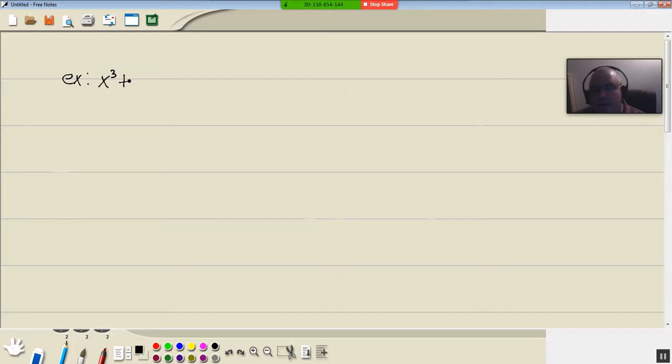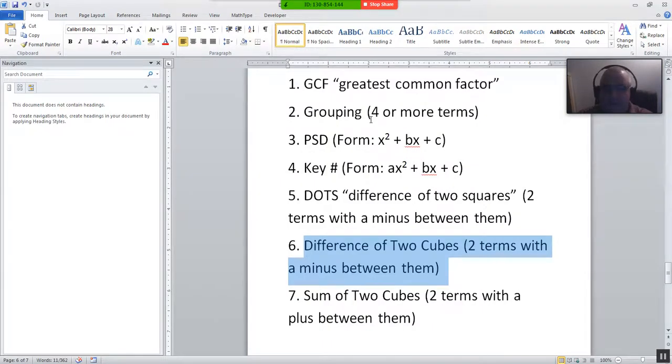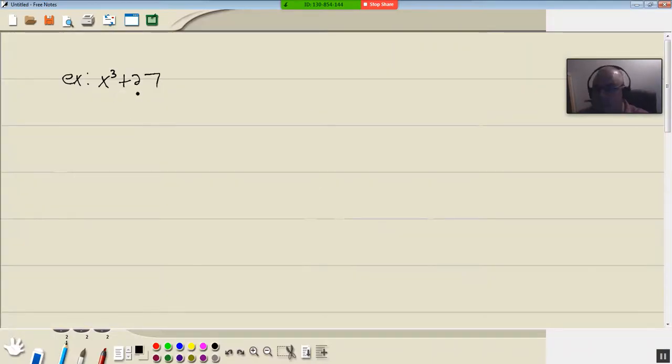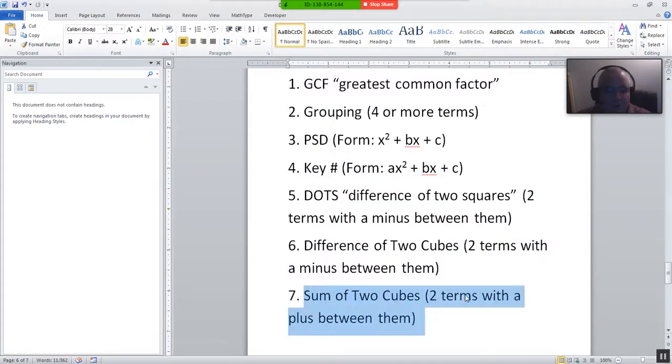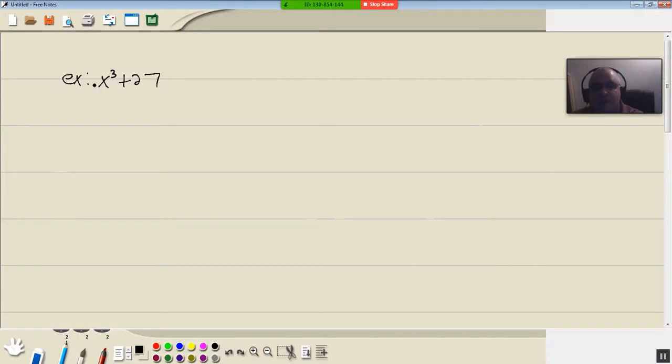x to the third plus 27. It's no GCF. Grouping is 4 or more terms. PSD and key number are both 3 terms. Difference of 2 squares doesn't work because this is not 2 terms with a minus between them. There's a plus between them. Difference of 2 cubes doesn't work for the same reason. Now look at sum of 2 cubes though. It says 2 terms with a plus between them. 2 terms with a plus between them. This tells us to try sum of 2 cubes.